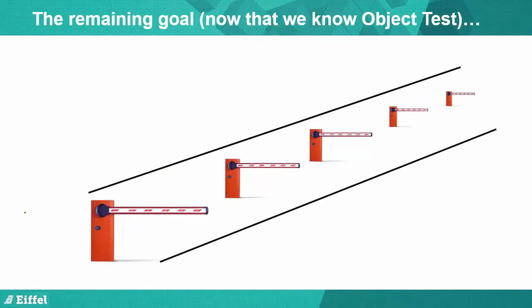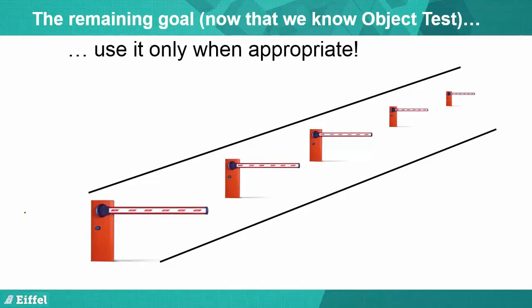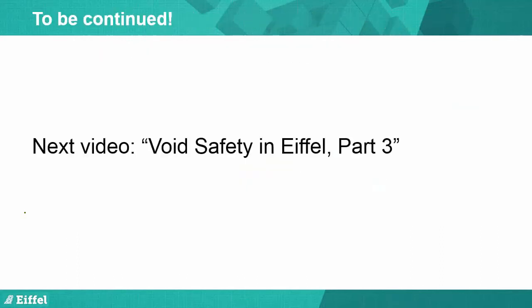It's the same thing as getting rid of traffic accidents by essentially protecting everything everywhere. That is not very realistic. So our aim for the remainder of the void safe mechanism description is going to make sure that we only use object test when we need to, and we are going to start seeing some other ways of achieving this goal in the next video, part 3. So please watch for the forthcoming part 3 of the void safety Eiffel series.